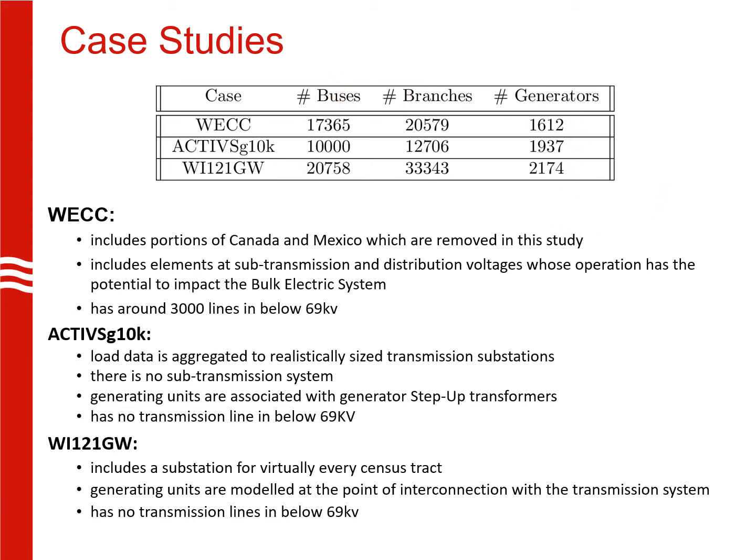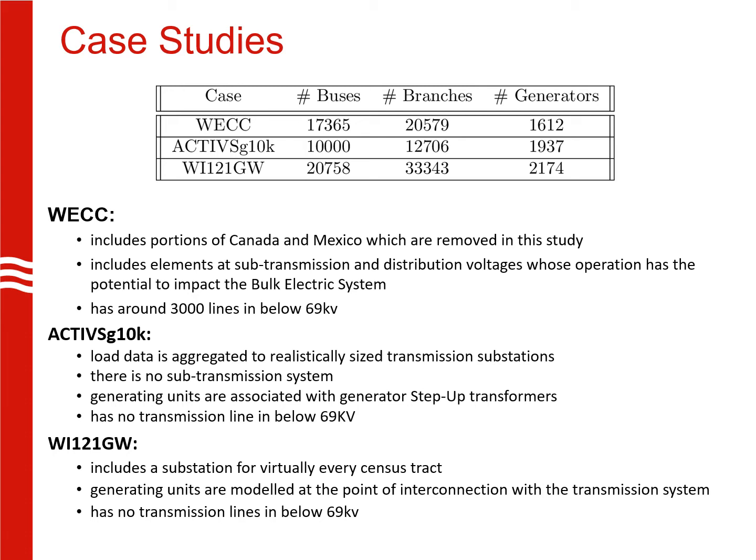And before we analyze these cases, there are a few things that we'd better know about them. For instance, in the WECC model, there are portions of the Canada and Mexico electrical grid which are removed for the purpose of this study. And WECC includes elements in subtransmission and distribution voltage levels. And there are around 3,000 lines below 69 kV in the WECC model.